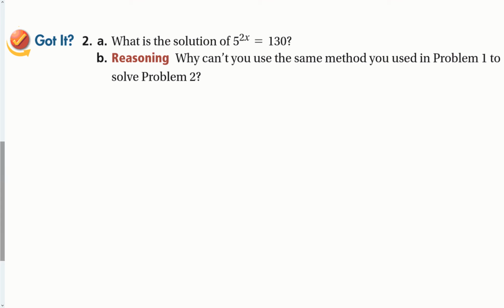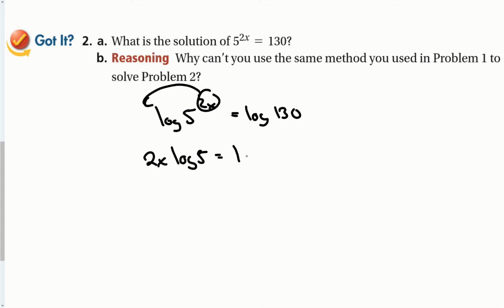Let's try it again. 5 and 130. I can't make them have the same base because 5 squared is 125. It's not 130. So that means that in order to solve this, I am going to take the log of both sides of the equation. Power property moves that to the front. Log of 130. Now I could turn this to a decimal now, but I'd rather leave it until the very last step in order to be as accurate as possible.